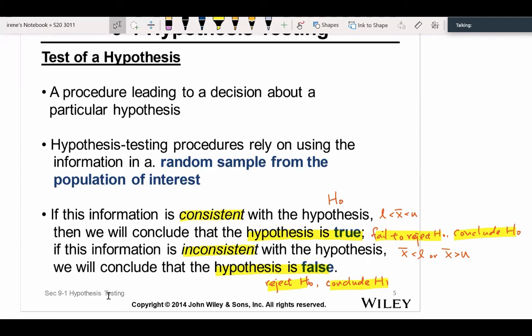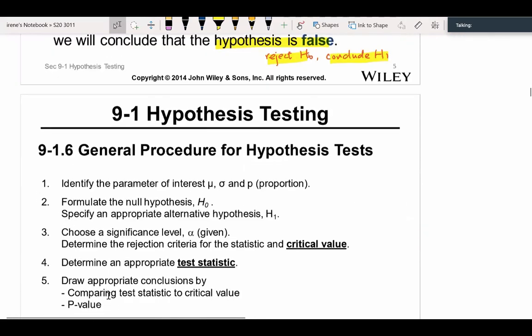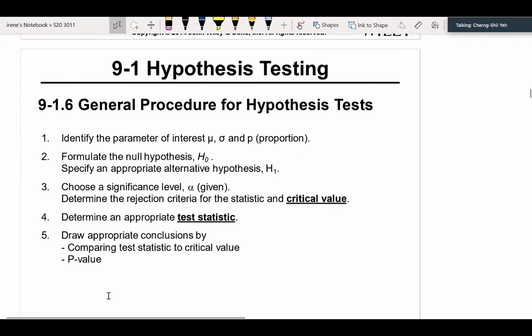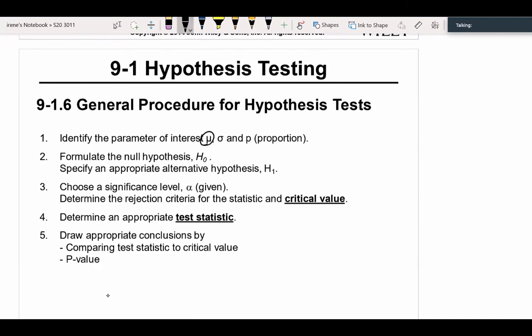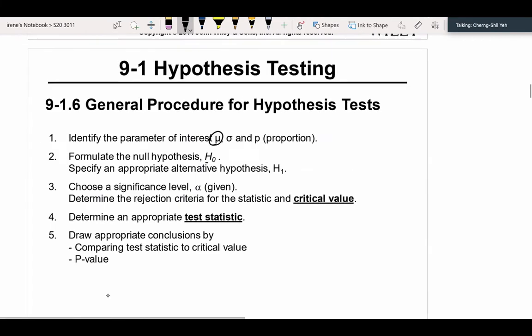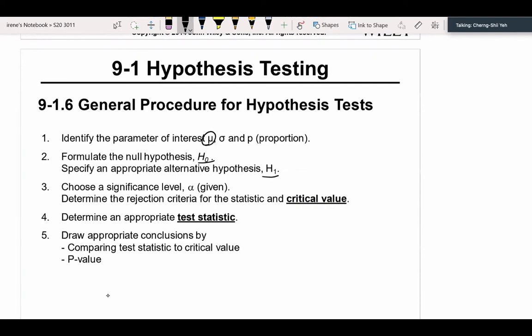Okay, let's continue. Here is our 5 steps to perform a hypothesis testing. First, we need to identify, based on the problem, are we going to perform a hypothesis testing on population mean, standard deviation, or proportion? This is all capable of performing using a hypothesis testing, but for our lecture, we'll only focus on population mean. Then we formulate the null hypothesis and alternative hypothesis, my H0 and H1.